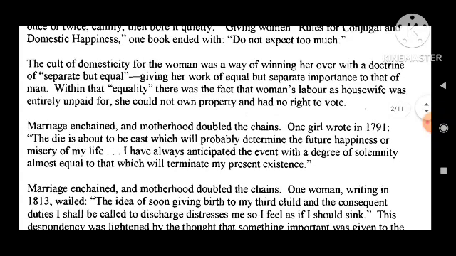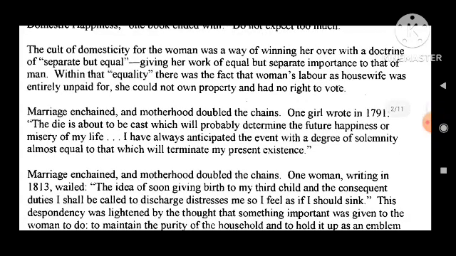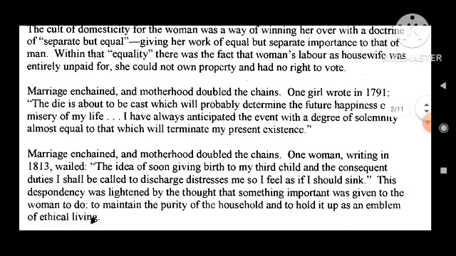So marriage enchained and motherhood doubled the chains.